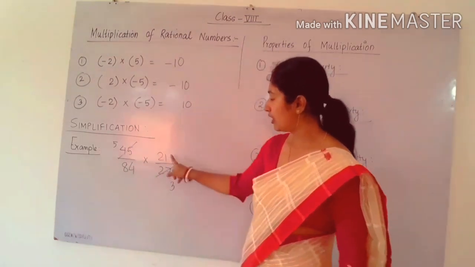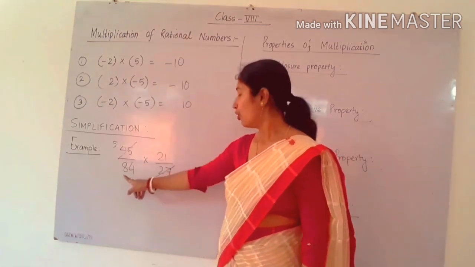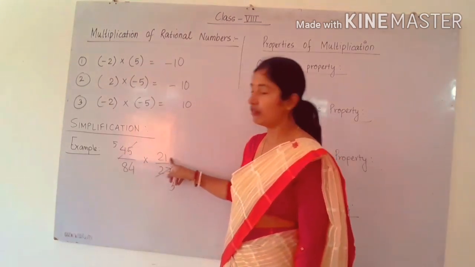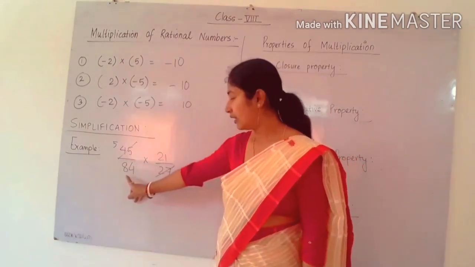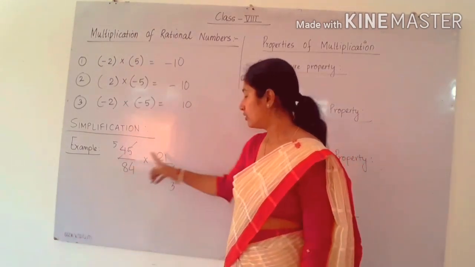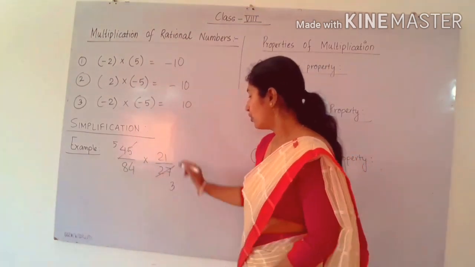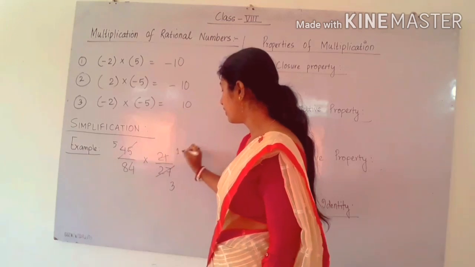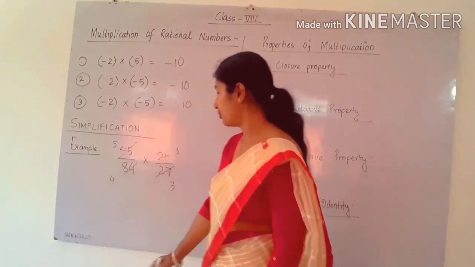Next, here the numerator is 21 and the denominator is 84. So if you know the table of 21, then you can directly cancel 84, because 21 fours are 84. So 21 ones are 21 and 21 fours are 84.